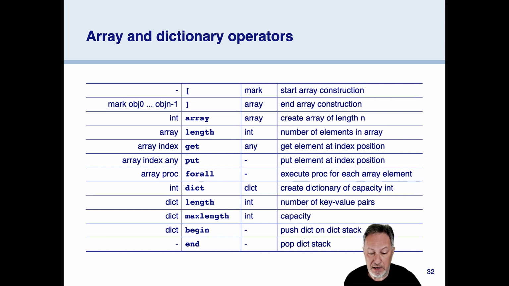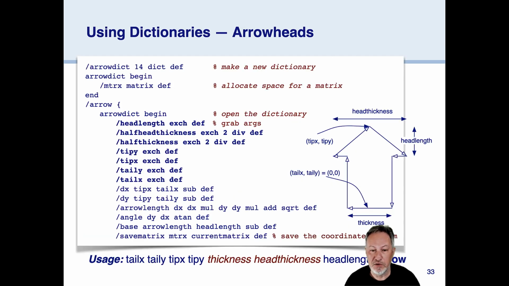Now we'll see an example of how to use this. We're going to write a procedure for drawing arrows. And in order to draw these arrows, we'll need a whole bunch of variables. And we'll make use of a dictionary to keep track of these different variables.